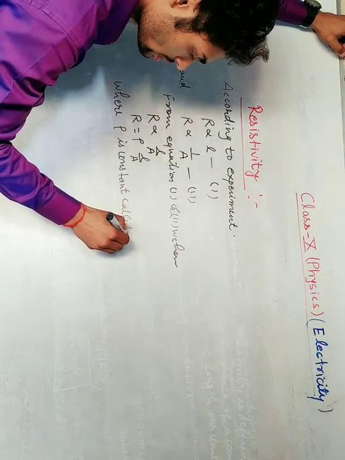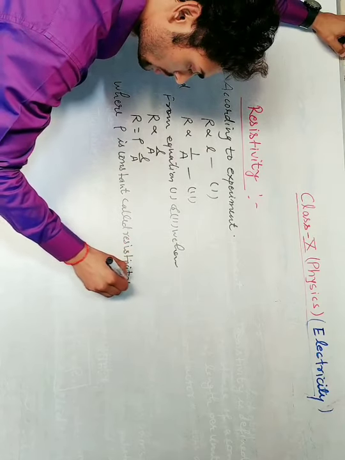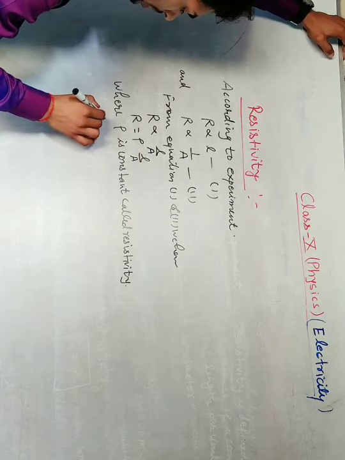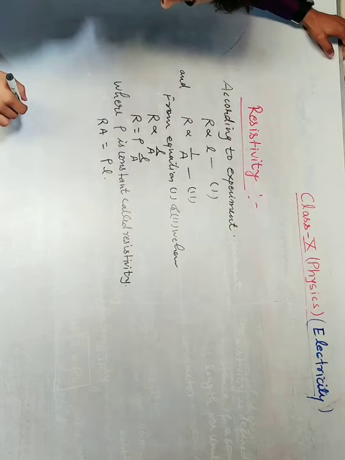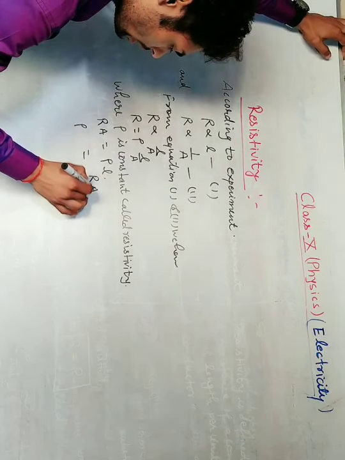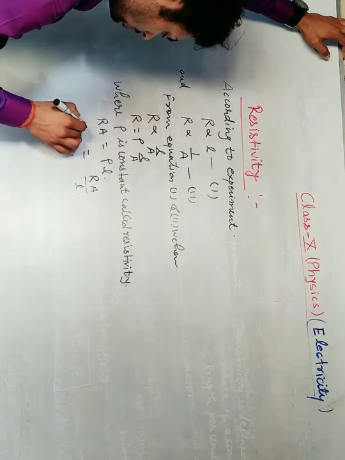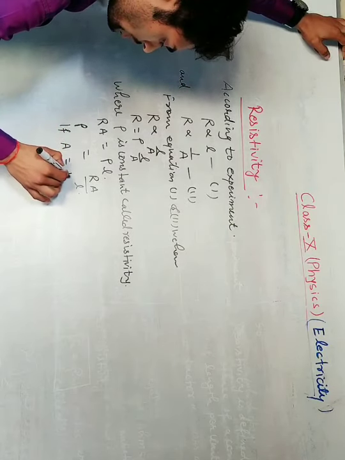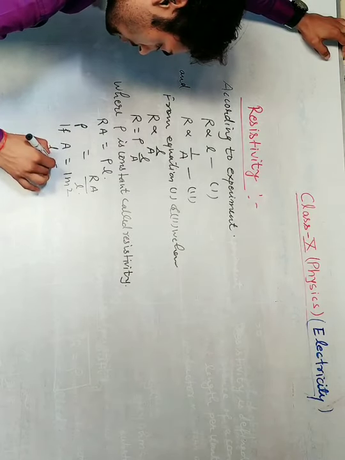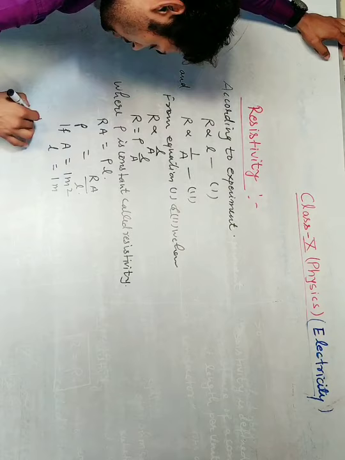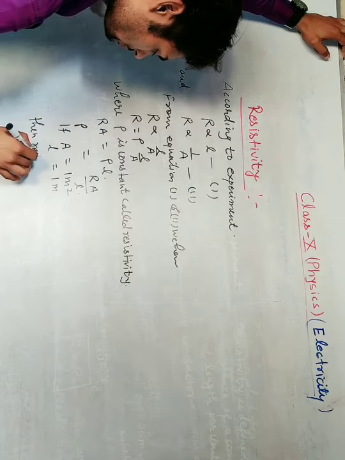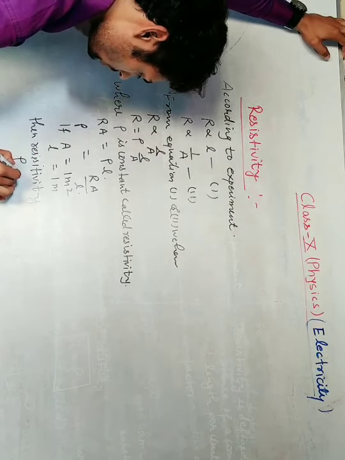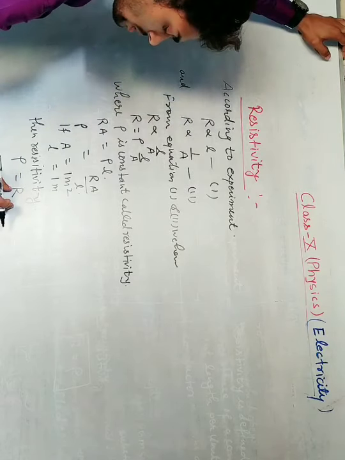called the resistivity of the conductor. From the above equation, RA equals rho into L, then rho equals RA upon L. If the area of the conductor equals 1 meter square and the length of the conductor L equals 1 meter, then resistivity rho equals R; resistance R equals rho.